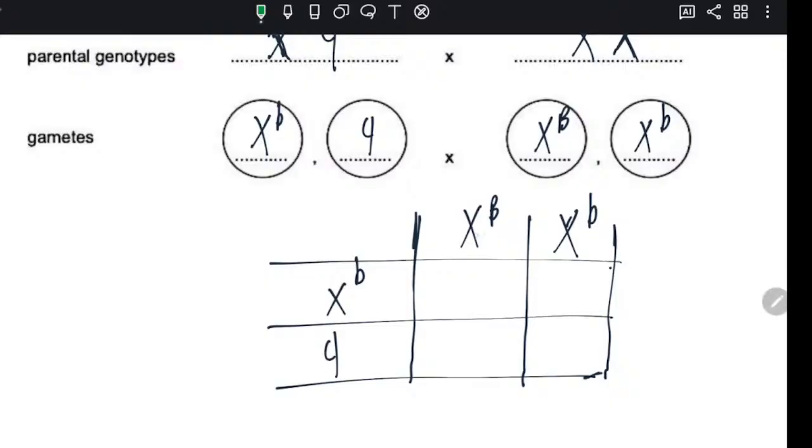Now what do you say? X big B crosses with this, you get X big B, X small b. This female is a carrier. She doesn't have color blindness. X small b mixed with X small b, it will be like this. Now, this female is colorblind.